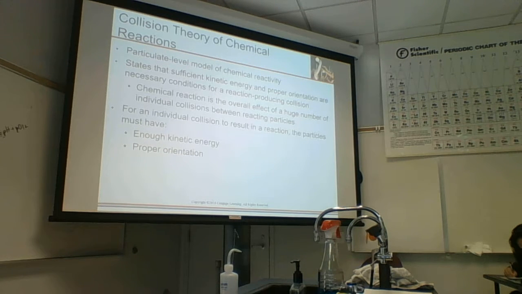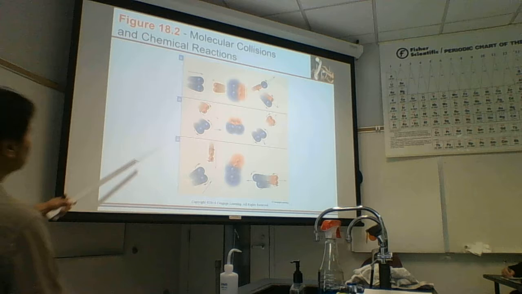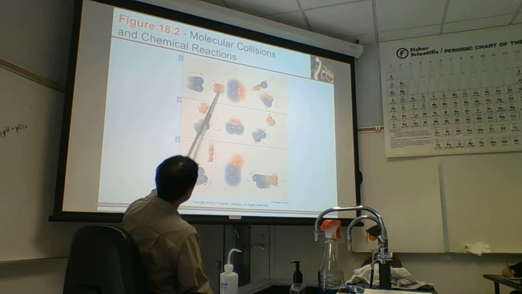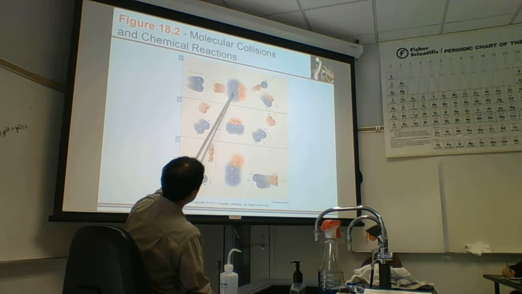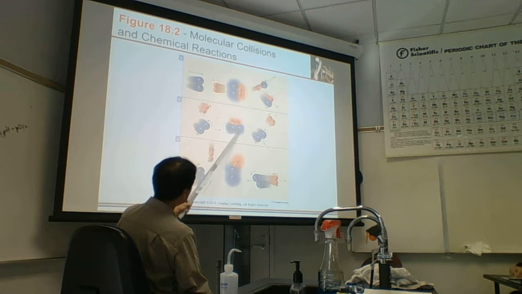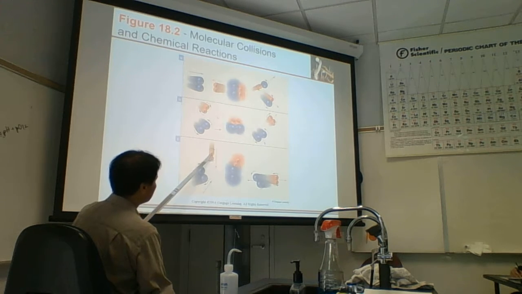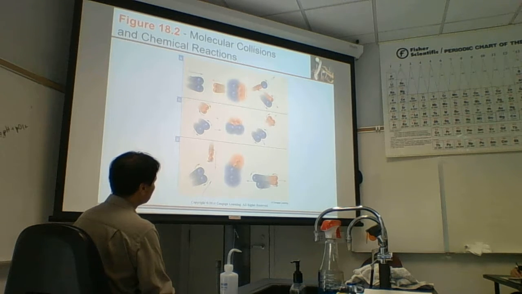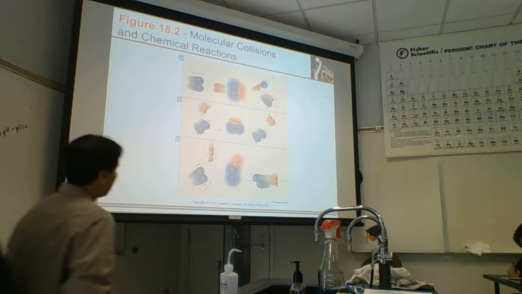This is the title of the slide. Here's a collision here. If you look at collision A, this is a successful collision. We have the blue molecule and the red molecule. They collide with enough energy to break bonds, and they're in the right orientation. And so they react. We have blue-blue and red-red forming two blue-red. Here's one where they don't have enough energy to break the bonds, and they just bounce off each other. Here's one where they have enough energy, but they don't have the right orientation, and so that doesn't result in a reaction. So collision theory says that we need the right energy and the right orientation for things to happen.